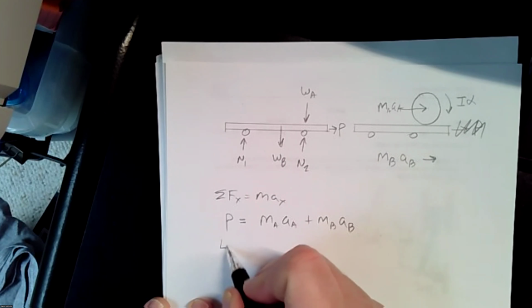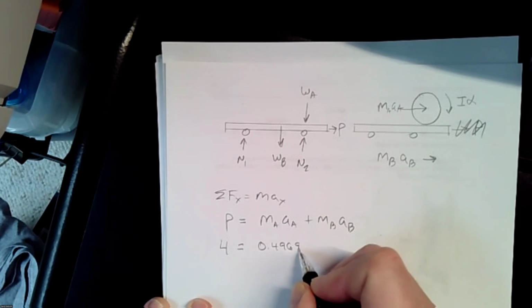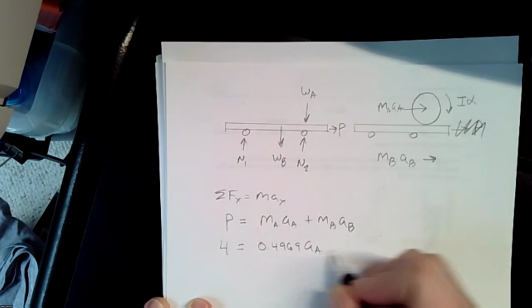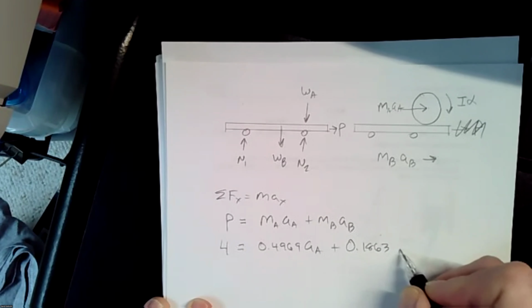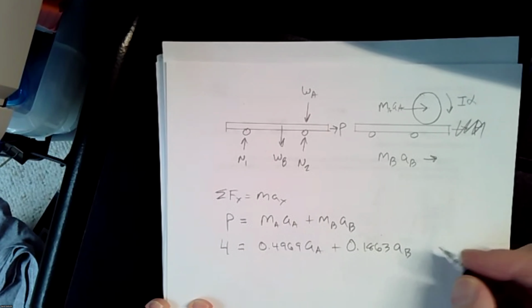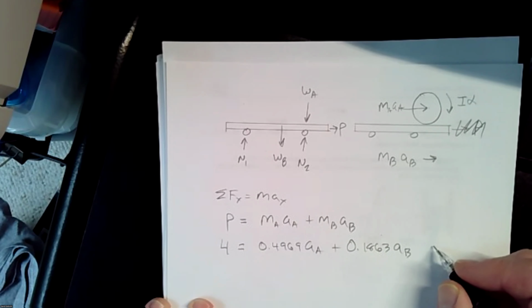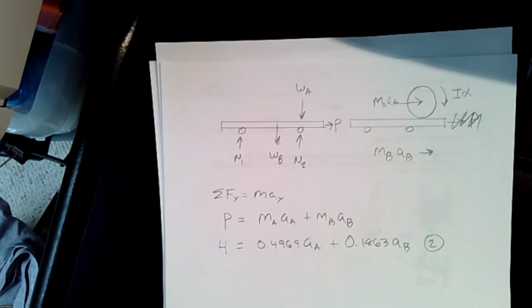So then that's going to be 4 equals 0.4969 acceleration A plus 0.1863 acceleration B. I've just substituted in the respective masses. We're going to come back to this equation later, so I'm going to put a 2 on it. I think that's what I did in my notes. I'm going to be consistent. Where 1 is, we'll find out shortly.